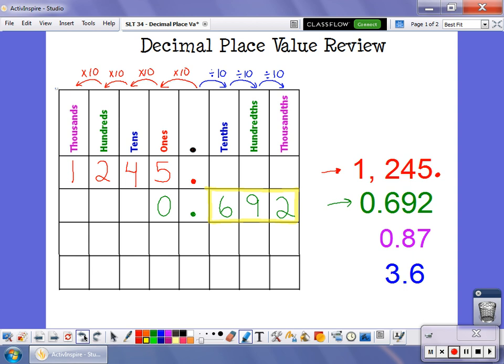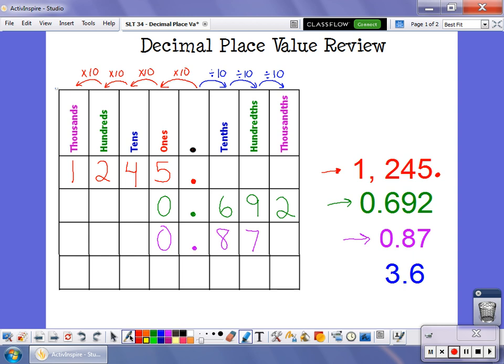Okay, let's look at one more right here. If you were to say it just by what you see, you would say 0.87. But that's not the correct way to say this number. What we would say is we're going to read this part the way it is, 87, and then remember our 7 is in the hundredths place, so this would be 87 hundredths.